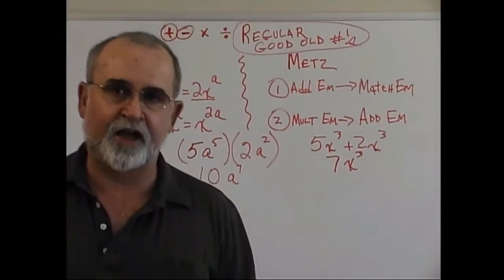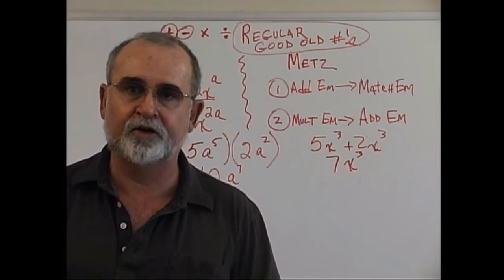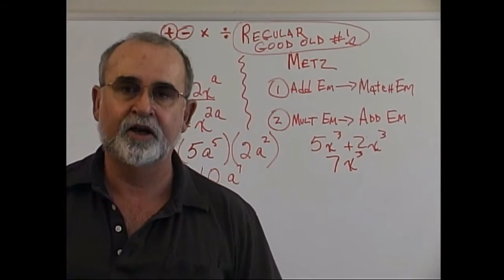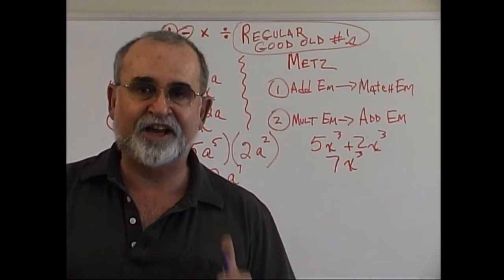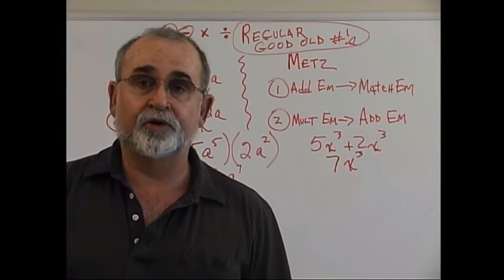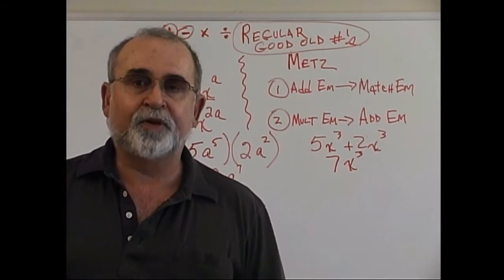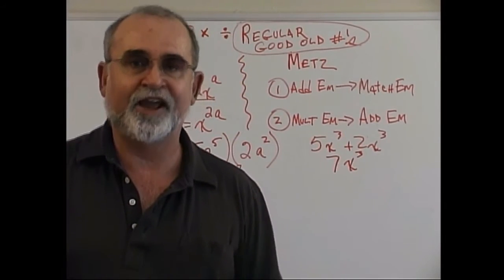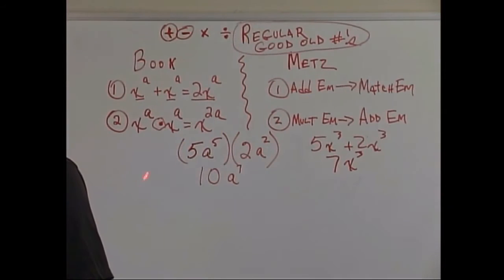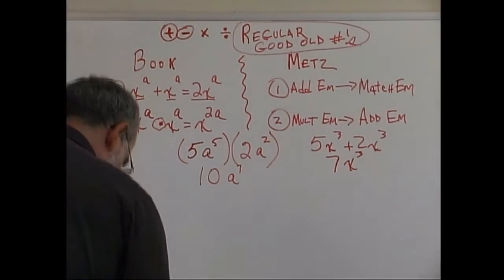So you have to get this concept straight. You do the regular good old numbers the way you've always done it. The exponents is what's different. To add regular good old numbers, you add. But to add exponents, you match them. To multiply regular good old numbers, you multiply. But to multiply exponents, you add them. My goodness, I wonder why people get confused. To multiply, you add.